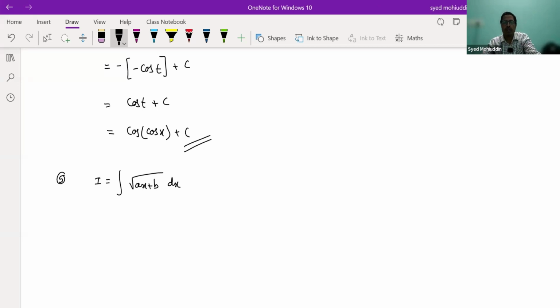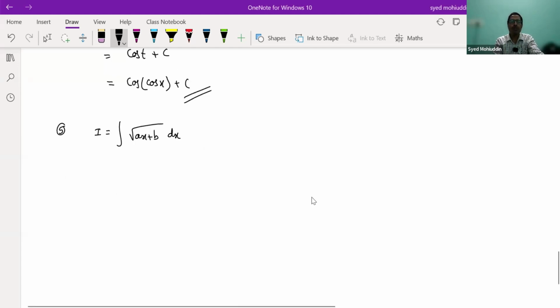Now another integral that we are having, we evaluate this integral, square root of ax plus b. Again, the substitution is because under root whatever the value is or under square whatever the value is, you have to take that value to be equal to t, right? So put the value of ax plus b to be equal to t. So we'll try to differentiate this one.